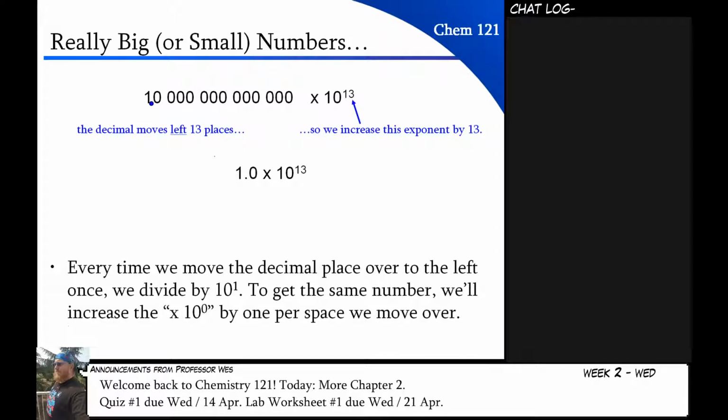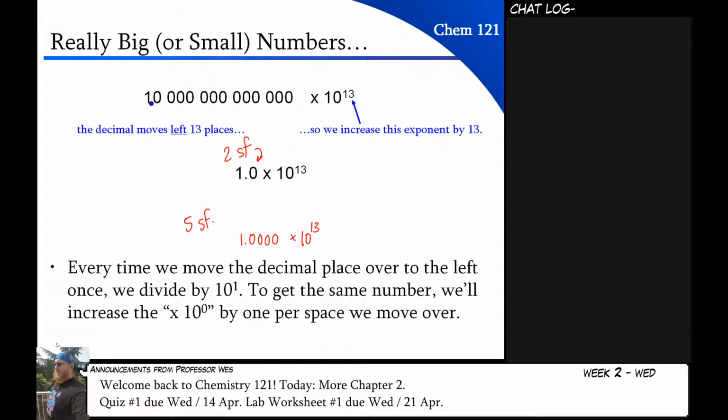Now, I'm allowed to write my result with as many decimal places as I feel is appropriate. So as written, this has 2 significant figures. But if I wanted one with 5 significant figures, I would just put more zeros after it. Or if I wanted 1 significant figure, I could just cross this out and write 1 times 10 to the 13.